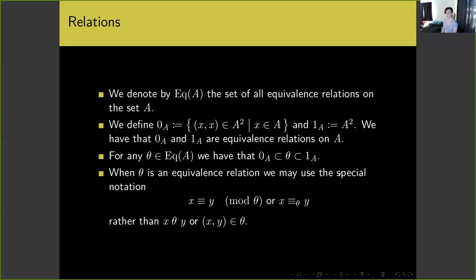So when theta is an equivalence relation, we might also use special notation where we write x, with three lines instead of two, so x is equivalent to y mod theta. This is terminology that you might have seen when discussing equivalence classes in the rings of the integers mod n for some natural number n. Or we might also write x is equivalent with theta subscripted here to y, rather than the notations we already introduced, which are x theta y, or the very basic set theoretic notation, which is the pair (x, y) belongs to the set theta. But these all mean the same thing, and we'll usually only use these when we're talking about an equivalence relation theta, as opposed to a more generic relation theta, for which we might use the other notation we already introduced.